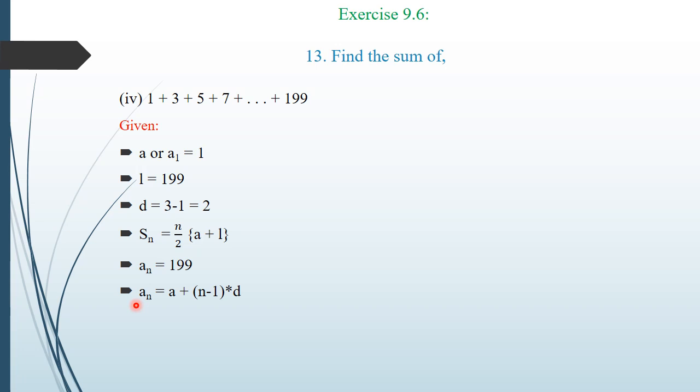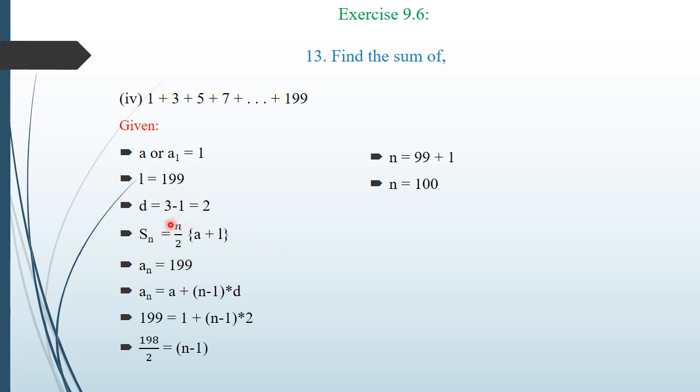Applying this formula, that is the formula for the general term of an AP, an equal to a plus n minus 1 into d. Substituting all the known values, 199 equal to a, that is the first term, 1, n minus 1 as it is, and d is 2. Solving this for n, I'll get n is equal to 100.